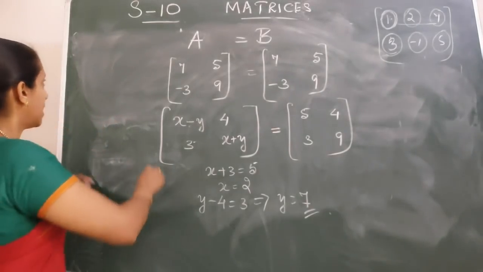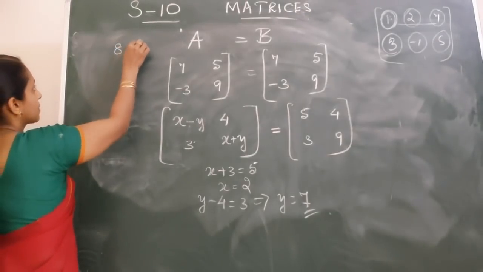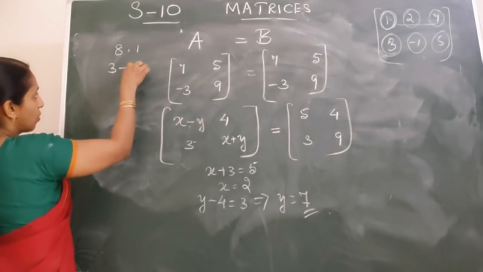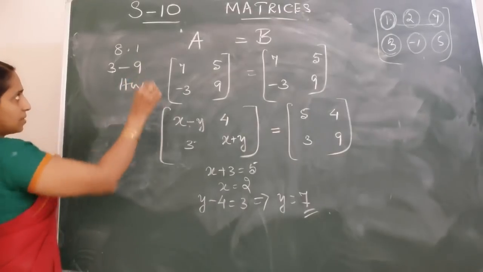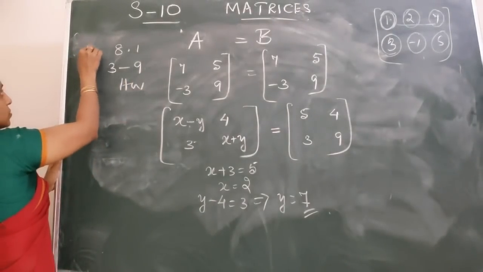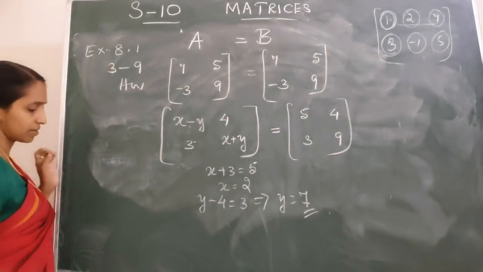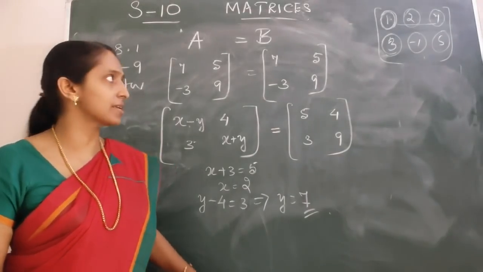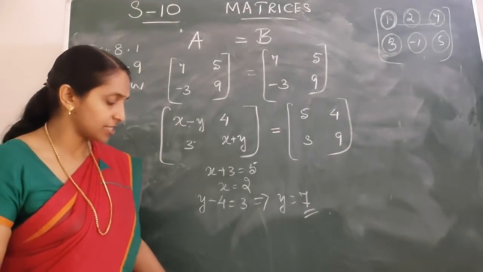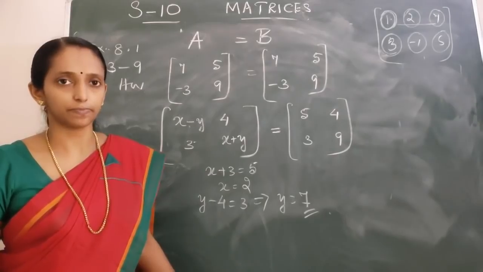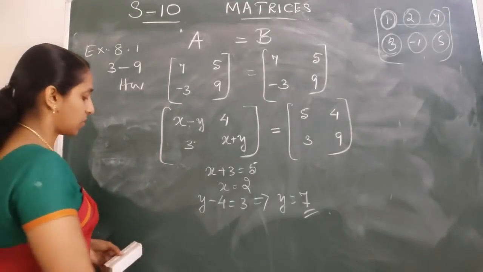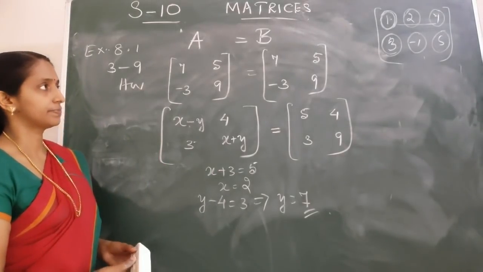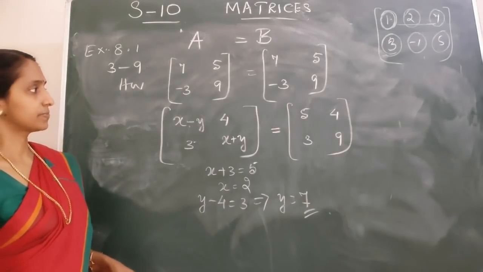Note down 8.1, questions 3 to 9 as homework. Do 8.1 questions 3 to 9 as homework. Okay, construction of matrix as well as equality of matrix. Clear? Alright. Okay?